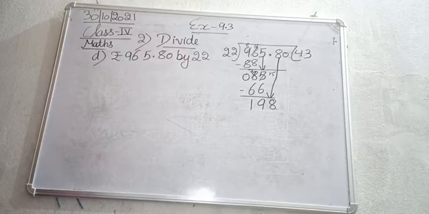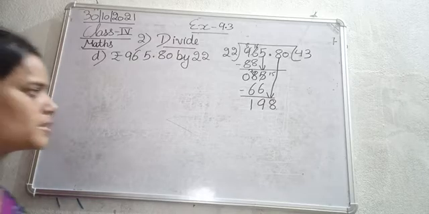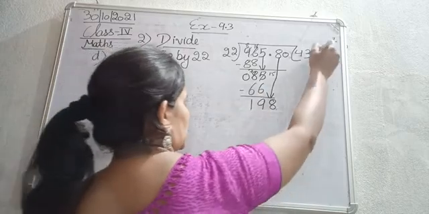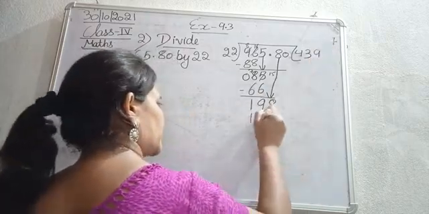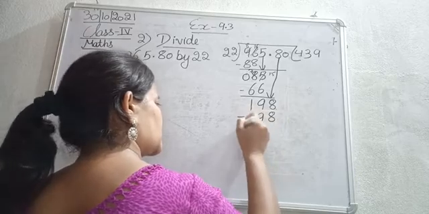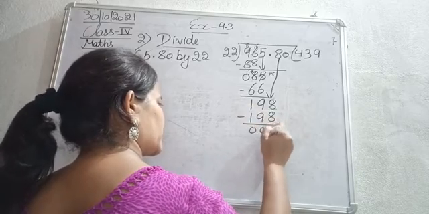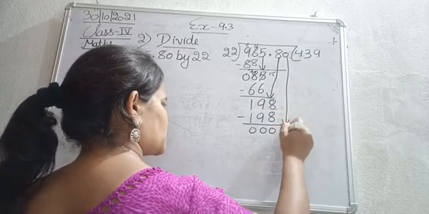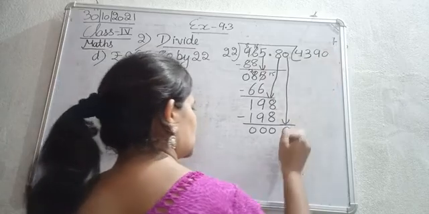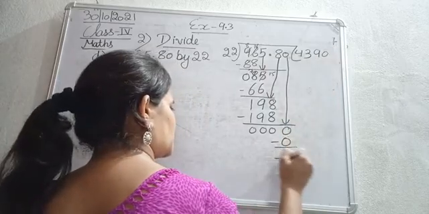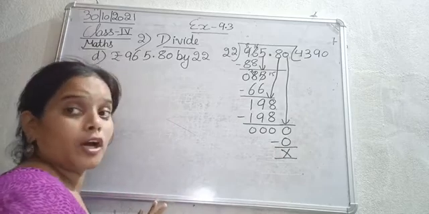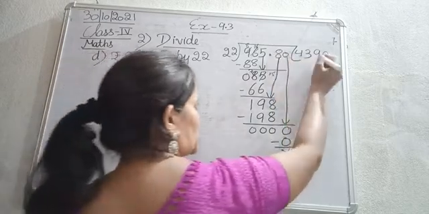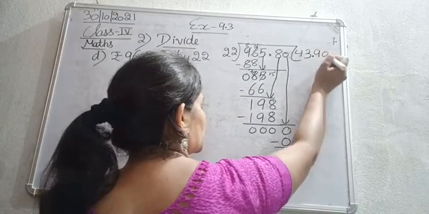22 nines are 198. So 198 minus 198 is 0. Now we still have a 0 above, so we will bring it down. 22 zeros are 0. So 0 minus 0, nothing is left. Now let's put the point. After leaving 2 digits, put the point here.